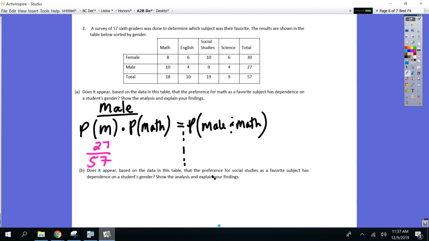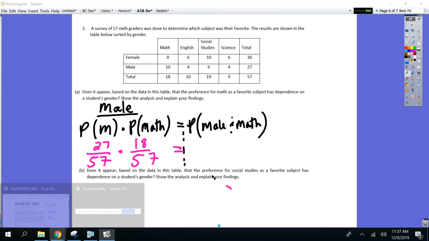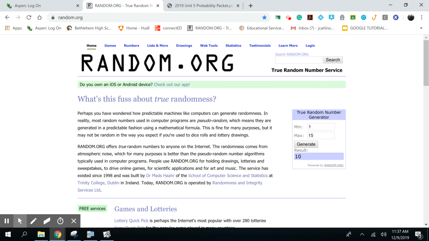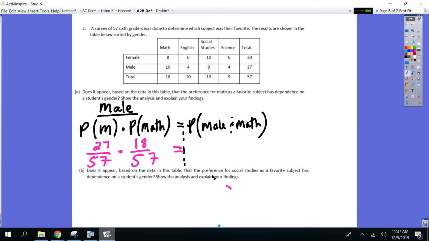No, just math. Probability you like math. It's going to be 18 out of 57. Yep, here we go. Multiplying those, that should be equal to male and math. How many you got for me there? Male and math.